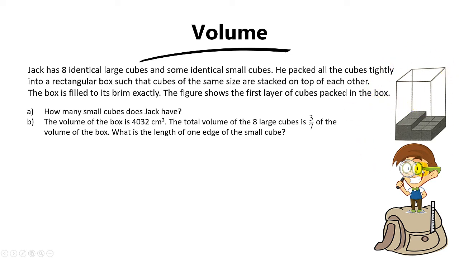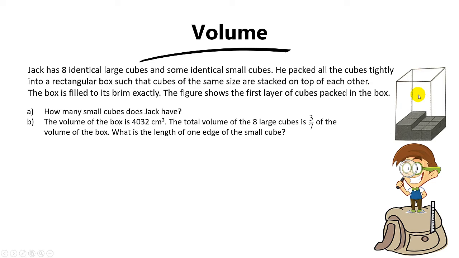Okay, we have a rectangular box over here, and we are given the first layer of cubes, which you can see. There are 2 large cubes and 6 small cubes in the first layer. In total, the question says that there are 8 of these large cubes. In other words, over here there are 2, so there are 6 more of them.